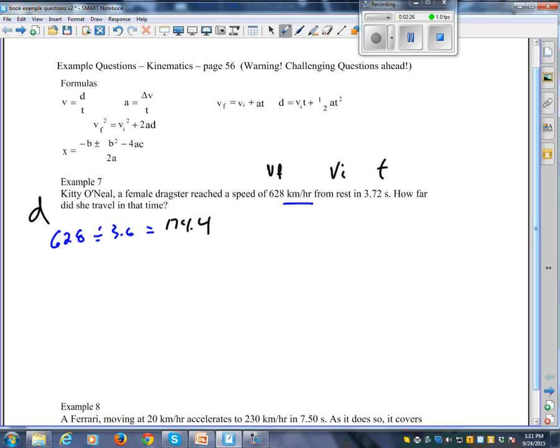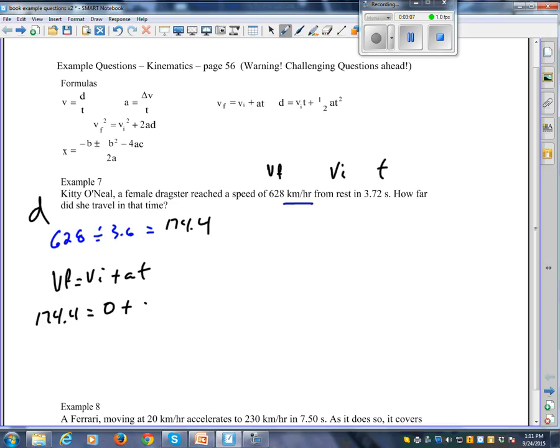She's doing 628 kilometers an hour. Okay, so that is our time. Divide by 3.6, right? Do you think we need to find the acceleration? Yes, because all of these formulas have a in them. I can't do any of them without the acceleration, right? So I'm going to use Vf equals Vi plus At to find the acceleration. The final velocity is 174.4. The initial velocity is our 0. All right, acceleration is this number.